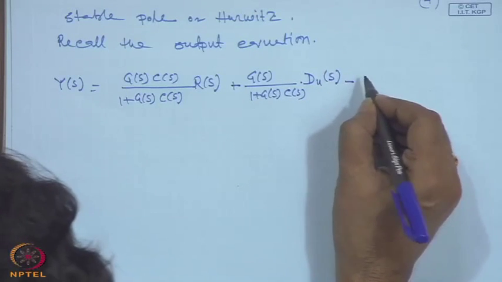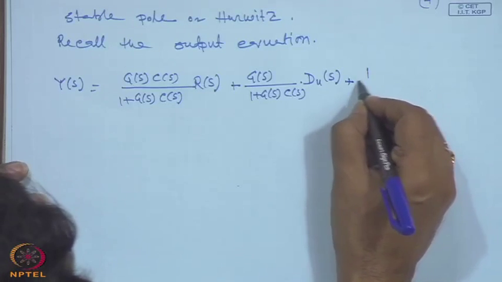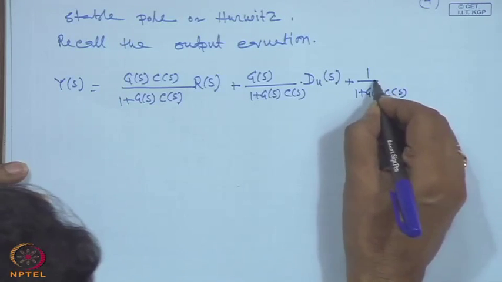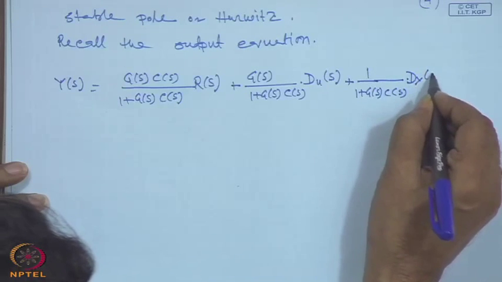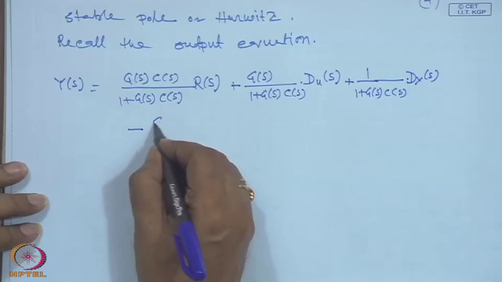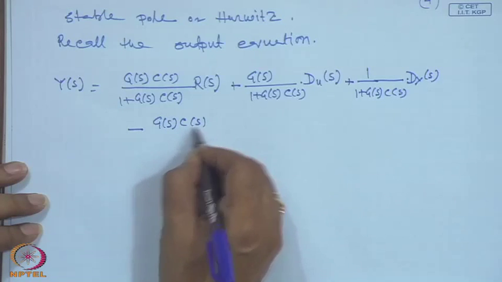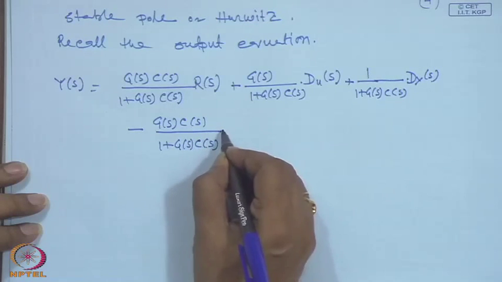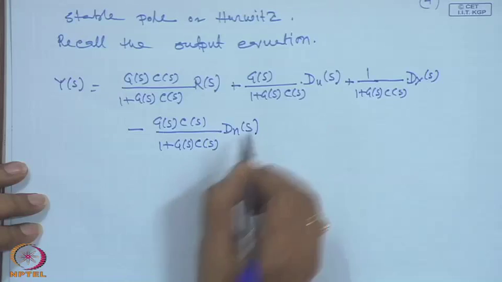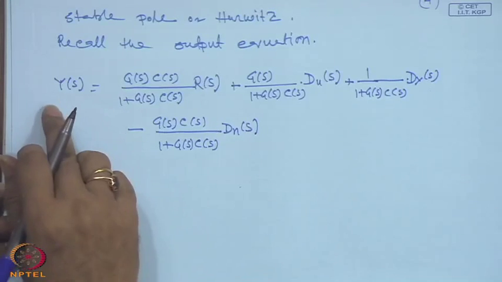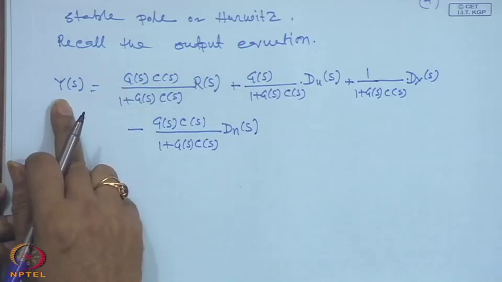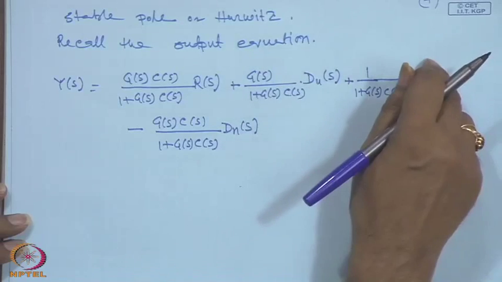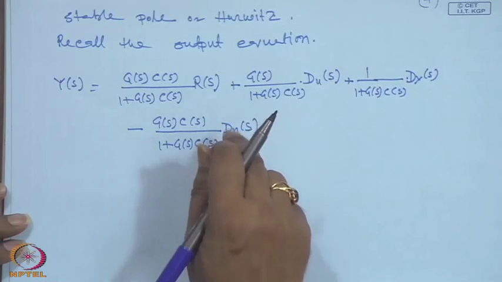Then minus or plus, you can write it, 1/(1 + G(s)C(s)) D_y(s) minus G(s)C(s)/(1 + G(s)C(s)) D_n(s). Okay? This is the output of the system. What we have considered is affected by reference input, input disturbance, output disturbance and measurement noise or sensor noise.